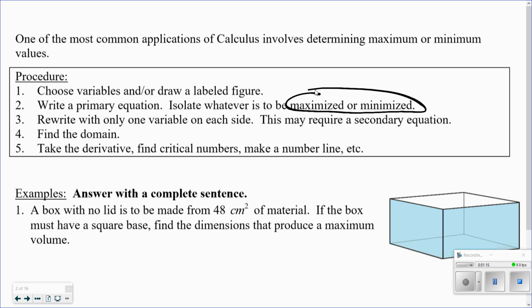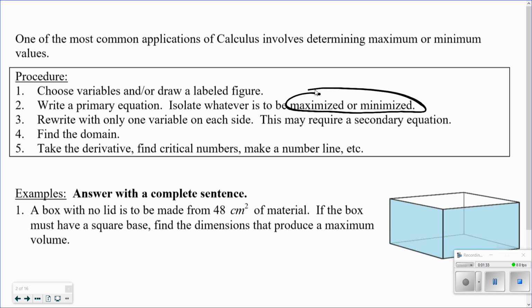Number 4, check the domain. Number 5, you want to take the derivative, find the critical numbers, and make a number line. Right? We're trying to find maxes and mins. So this is just like finding the relative maxes and mins. You're using that first derivative number line, just like we have before.